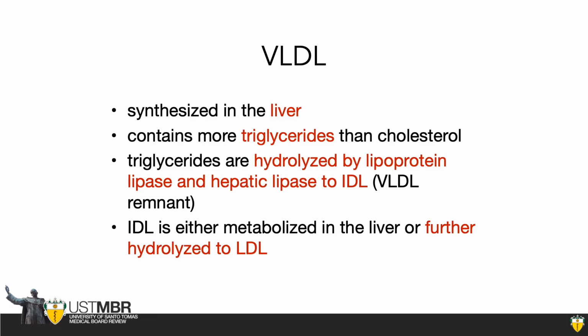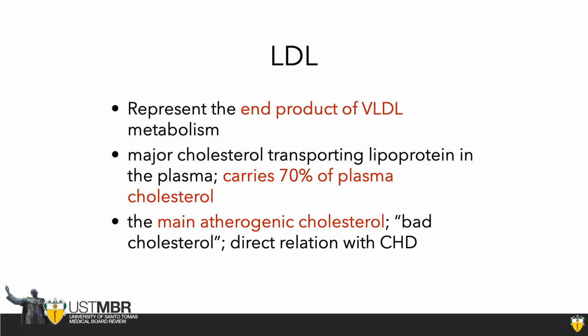VLDL, on the other hand, is produced by the liver, also high in triglyceride, and hydrolyzed by lipoprotein lipase and hepatic lipase to intermediate density lipoprotein, further metabolized to LDL, the worst in terms of atherogenesis. LDL, the end product of VLDL, carries 70% of plasma cholesterol. It's the main atherogenic cholesterol.